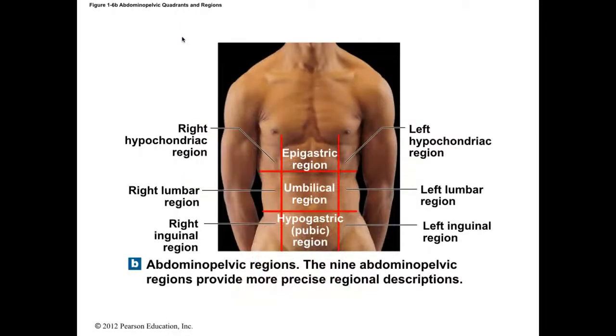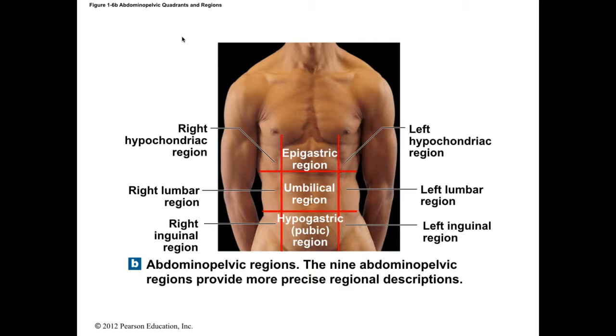Then we have the nine regions, and the nine regions are taught two different ways. You can see in the center is the umbilical region, and then you have an epigastric and hypogastric. Epi means above, hypo means below. So epigastric is above the stomach, and hypogastric is below the stomach, also known as the pubic region.